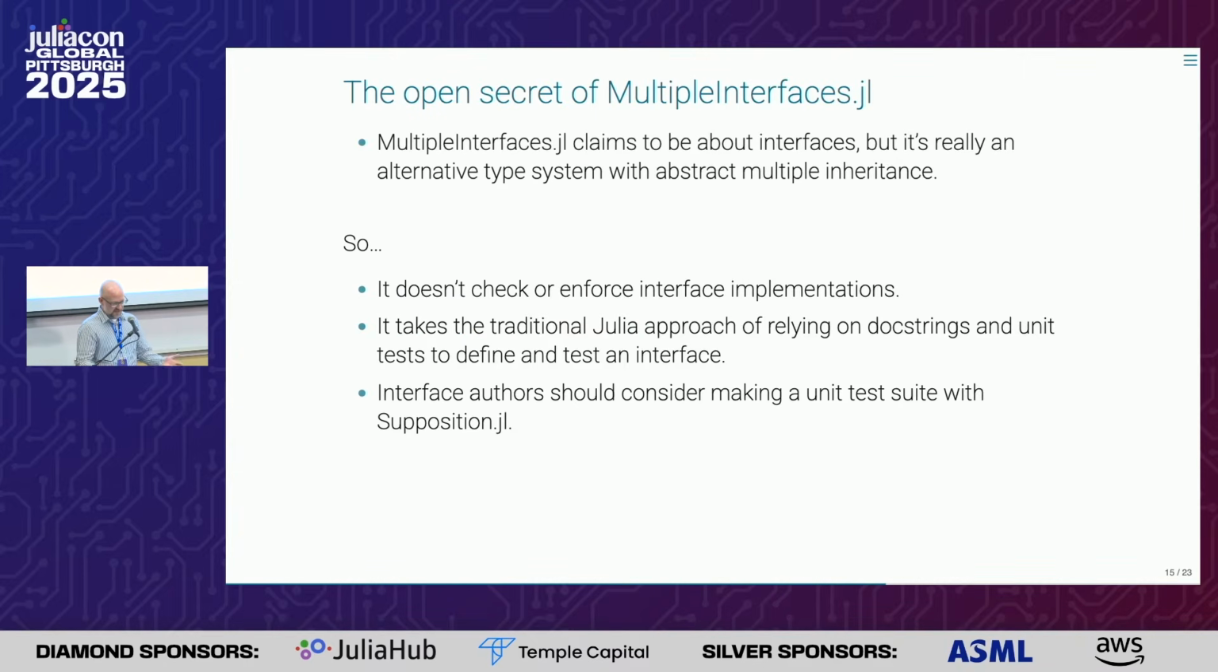I should note that there are some things, of course, that multiple interfaces does not support that are supported by the regular type system in Julia. Things like parametric types, there's no unions. Although personally, I think that parametric types shouldn't normally enter into an interface. That's more of an implementation detail.